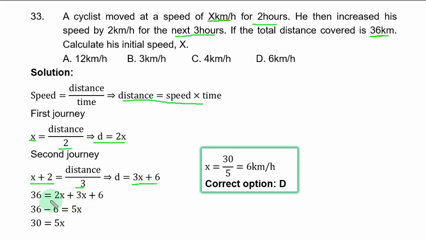If you add the two distances together, it is equal to 36. And you have, if you collect like terms, 36 minus 6 equal to 5s. That is 30 equal to 5s. Divide both sides by 5. So s is equal to 6 kilometers per hour. D is the correct option.